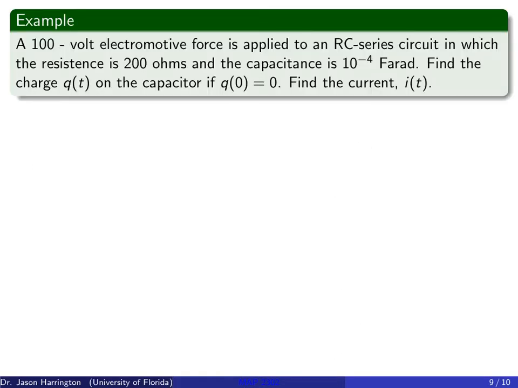For this one we say we have a 100-volt electromotive force that is applied to an RC series circuit in which the resistance is 200 ohms and the capacitance is 10 to the negative 4 farad. Then it says find the charge, Q of T, on the capacitor if the initial condition is 0, and then find the current. So there's a lot of things going on here. Let's write all this out.